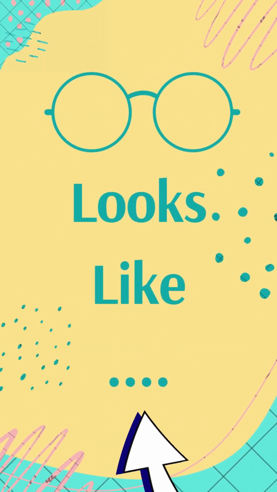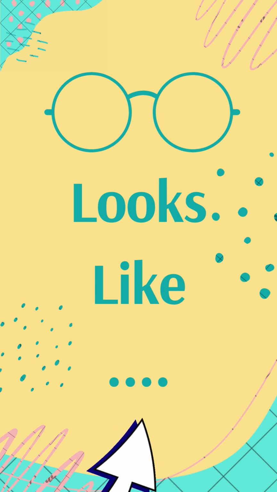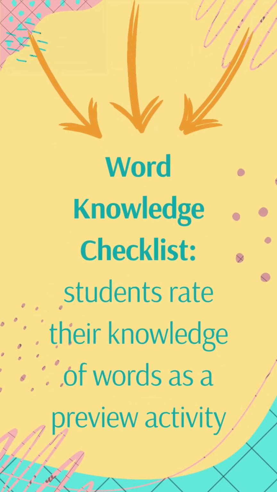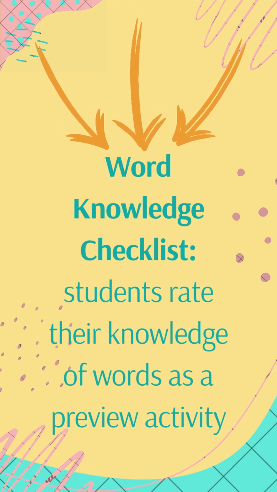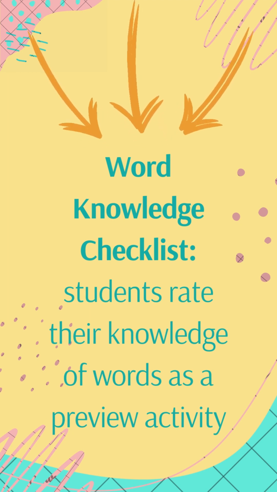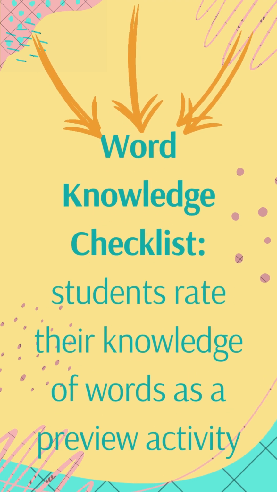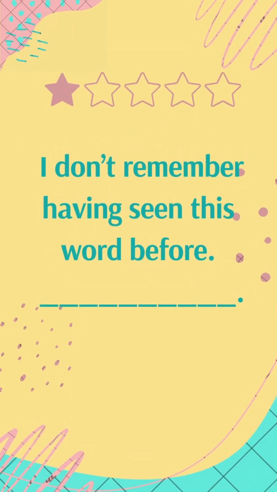So, what could it look like? Well, part of knowing what we need to review is having the students get a chance to self-assess. So a word knowledge checklist is a great way to do that. For those of you who aren't familiar, with a word knowledge checklist, students can rate their knowledge of the words as a preview of the activity. So here's a couple of statements that the students can use.